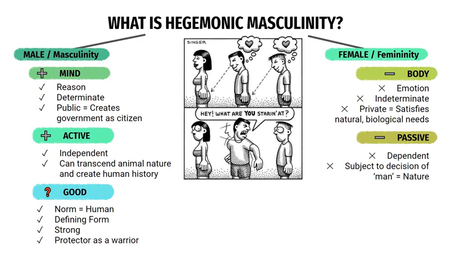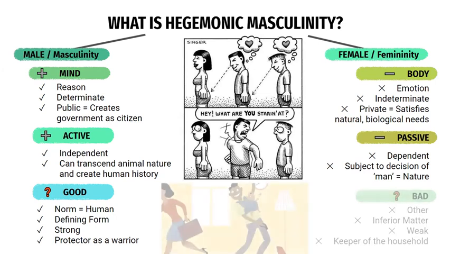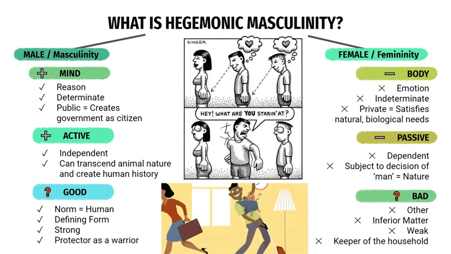warrior. Whereas on the female or feminine side, the story goes, right? They don't use the mind. They're more in tune with the body. And what's associated with the body? Negative associations like emotion, being indecisive or indeterminate. Private, right, satisfies natural biological needs associated with the family. Instead of being thought of as active, philosophers have thought of women as being passive, right, being dependent, subject to decision of man, waiting for men to make decisions for them. And this gets associated with bad, right, as being the other, that they do inferior work, or that they're weak and that they should be relegated to the household.